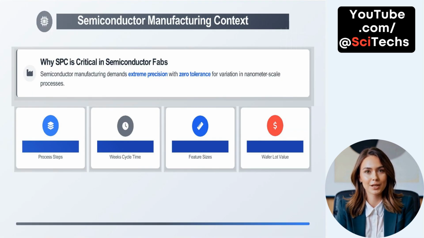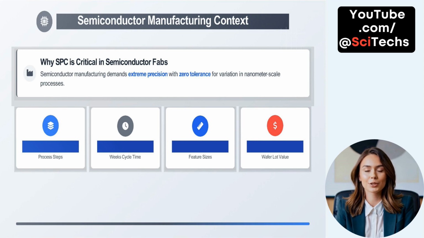Semiconductor manufacturing context. Statistical process control is absolutely critical in semiconductor fabs due to the extreme precision required in every operation. These manufacturing processes operate at the nanometer scale, where even the smallest deviation can result in major defects. There is virtually zero tolerance for variation.